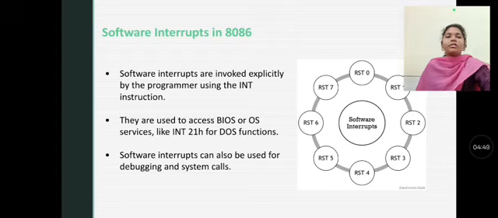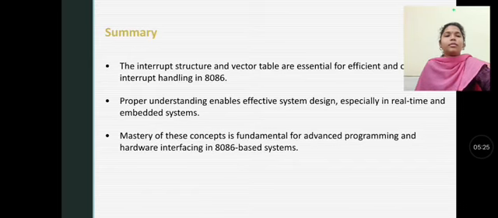Software interrupts in 8086. First one, software interrupts are invoked explicitly by the programmer using the INT instruction. Second one, they are used to access BIOS or OS services like INT 21H for DOS functions. Software interrupts can also be used for debugging and system calls. These are the software interrupts: RST 0, RST 1, RST 2, RST 3, RST 4, 5, 6, and 7.